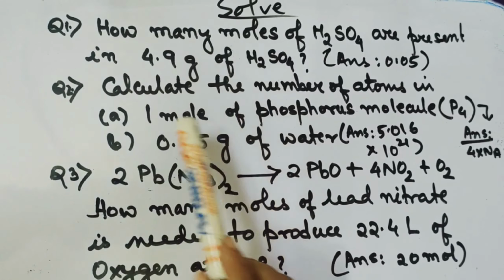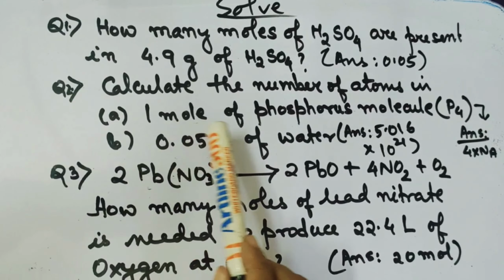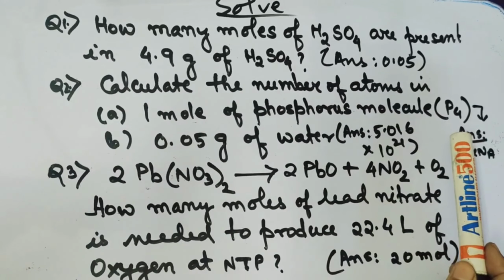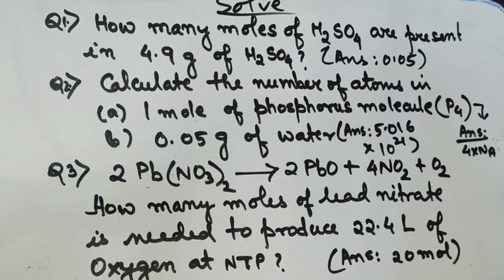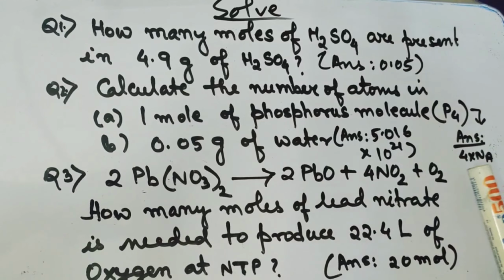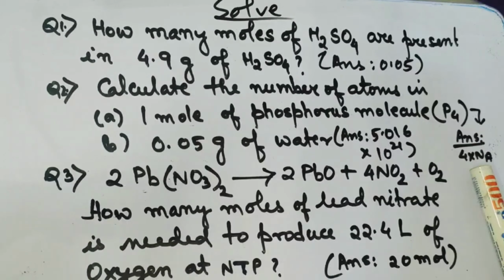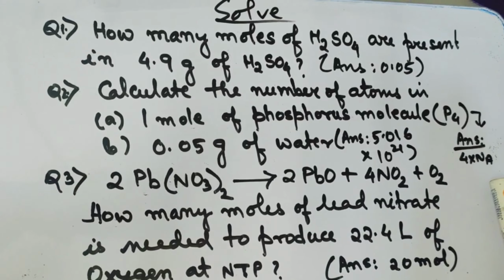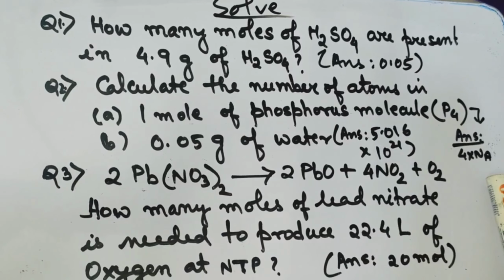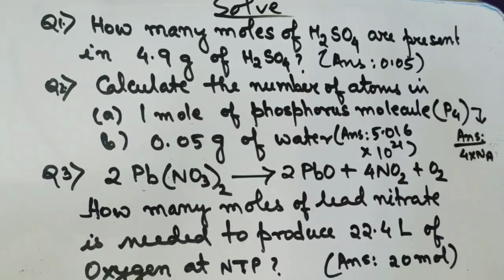Second one, calculate the number of atoms in 1 mole of phosphorus molecule, and phosphorus molecule exists as P4. So how many atoms are there? I have told you like this in the examples of oxygen, molecule, O2. So apply and solve it.